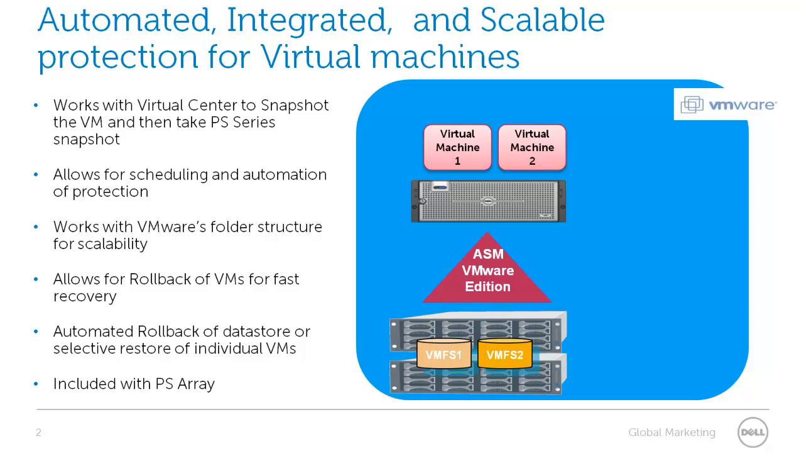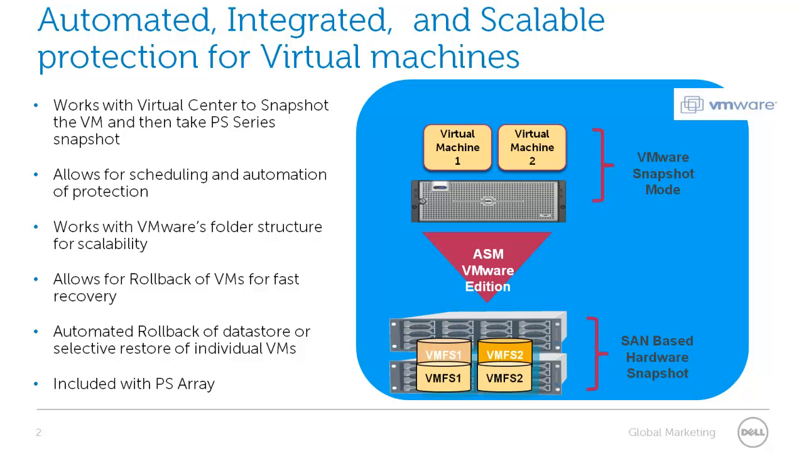So how does this actually work? The Auto Snapshot Manager tool, like I said, is a virtual appliance that sits out there, and it coordinates the hypervisor VMware snapshots with the storage-based snapshots. First it tells the virtual machines to put themselves into snapshot mode. Then it tells the storage to take a hardware snapshot of the datastores that these virtual machines reside on. And then it releases those virtual machine snapshots.